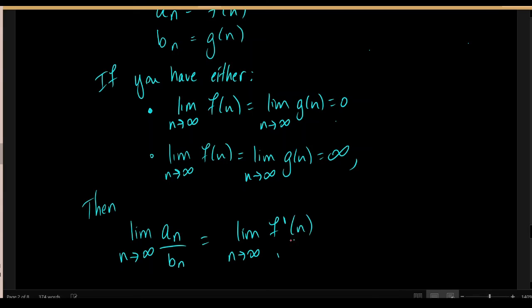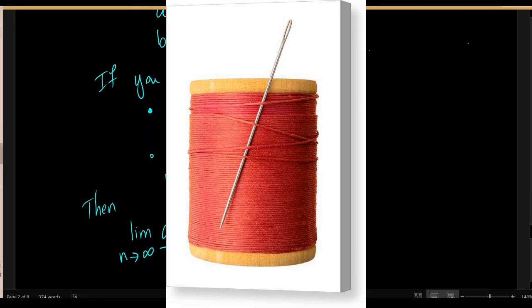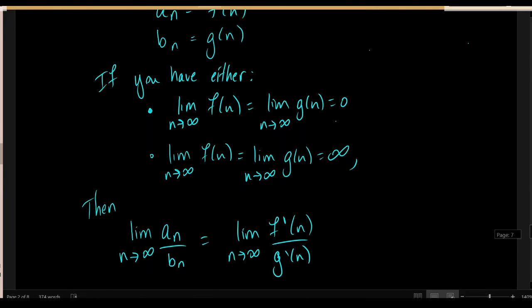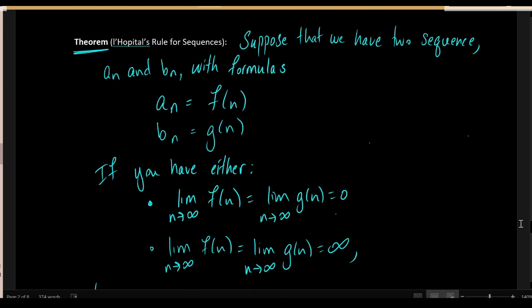F prime and G prime. So, what are our hypotheses? Our hypotheses are that, first of all, we have some sequences with formulas, and the second thing that must be true in order to use L'Hopital's rule is that the limit of the two sequences must both go to 0 or they must both go to infinity.